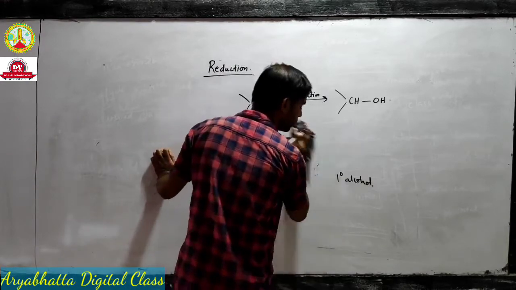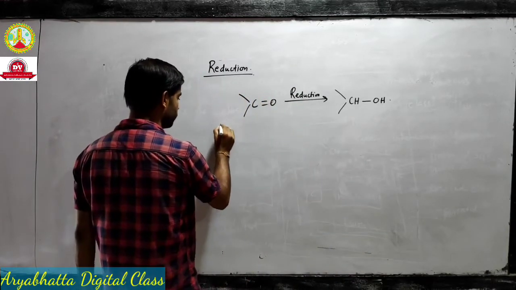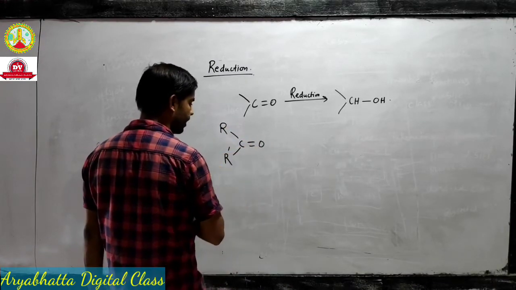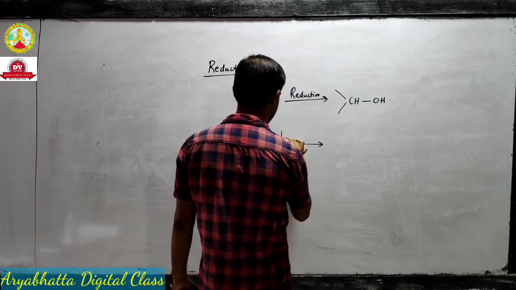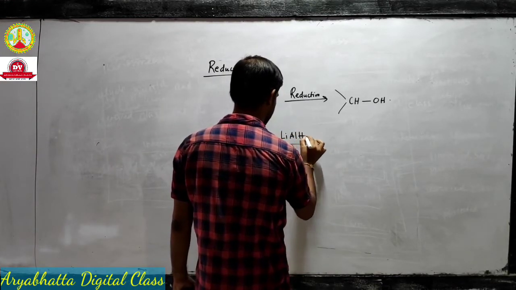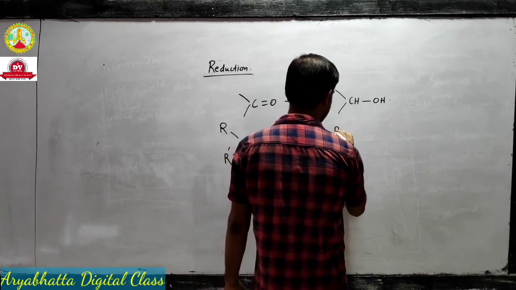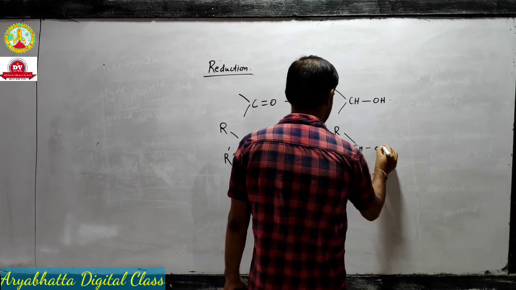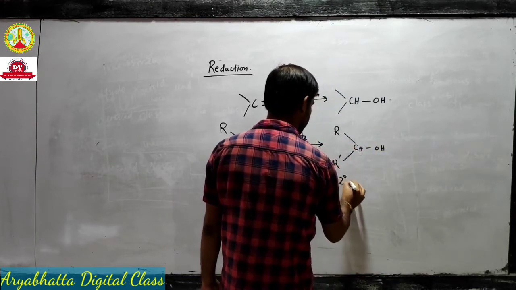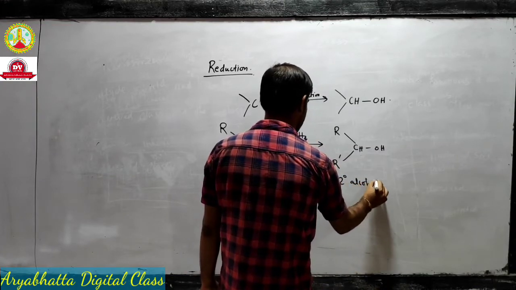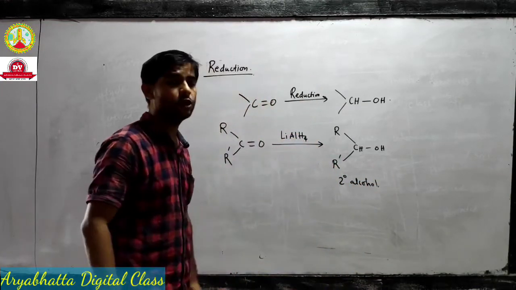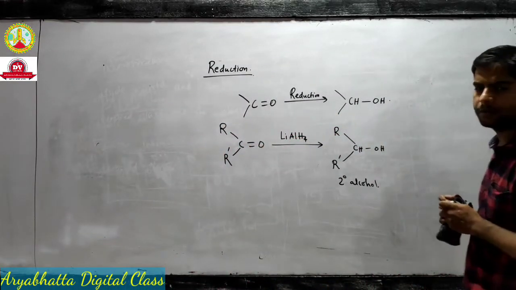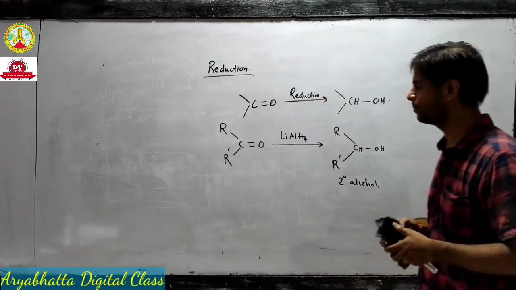Now suppose, instead of aldehyde, we take ketone, suppose it's R dash, and we take a reducing agent. What will we get? We will get a 2 degree alcohol. So you can change the alkyl groups according to your choice. You can take methyl, ethyl, isopropyl, butyl, pentyl, any alkyl group you wish.